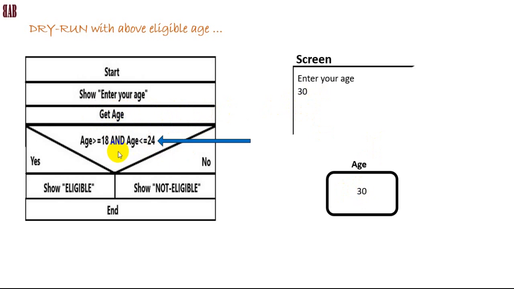Now we go to the condition. This condition for 30 will evaluate to a no or a false. Okay, this will become false, and so it won't go to the yes side. Instead, it will come to the no side. So the no side says what? Show not eligible. So when it goes to the next line, it says show not eligible. So it says not eligible and terminates. So like this, you can try your own values in this NS chart and see how the outcomes appear.